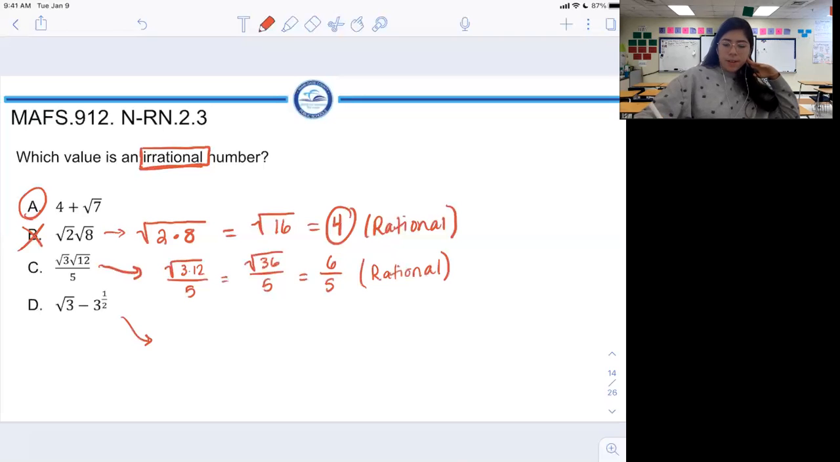Let's do this last one. This is the square root of 3 minus 3 to the power of 1/2. Well, can I rewrite one of those a different way? Yes. So it's the square root of 3 minus the square root of 3.